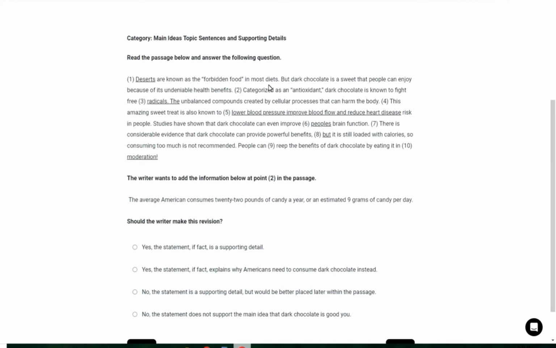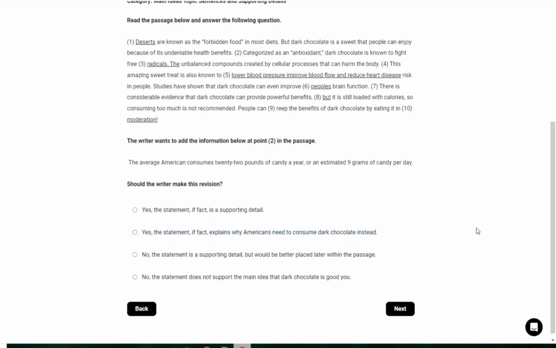All right, number two. The writer wants to add the information below at point 2 in the passage. That's right here. Let's read the previous sentence. But dark chocolate is a sweet that people can enjoy because of its undeniable health benefits. Okay, what does the writer want to add? The average American consumes 22 pounds of candy a year, or an estimated 9 grams of candy per day. Should the writer make this revision? All right, I'll give you guys a bit of time.